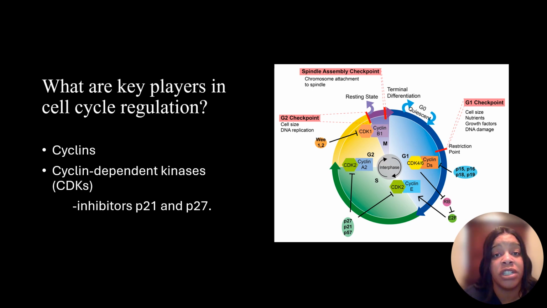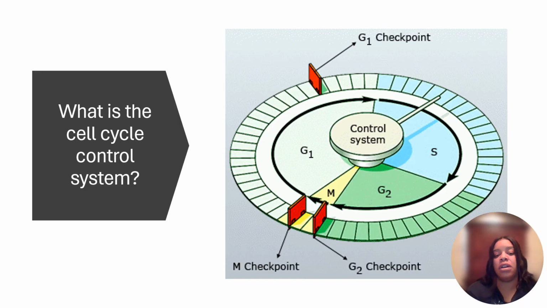According to Sherr CJ, Cell Cycle Control Center, cells possess two families of CDK inhibitors that function at specific points in the cell cycle and prevent unscheduled DNA replication or centrosome duplication. So overall, the coordination of cyclin-CDKs and their inhibitors is essential for proper cell cycle progression and maintenance of genomic stability. Now let's talk about the control system.